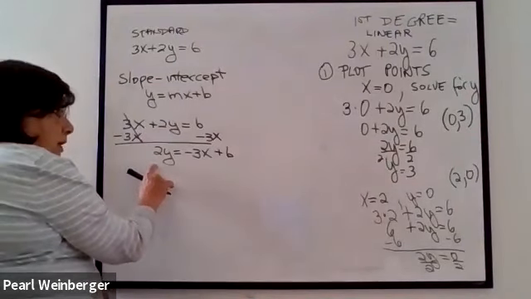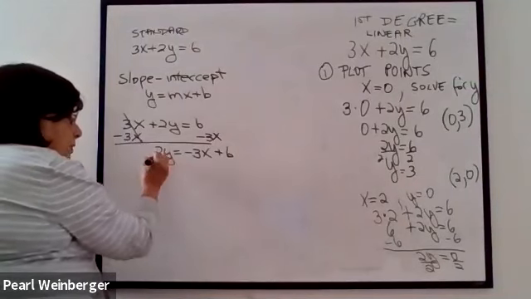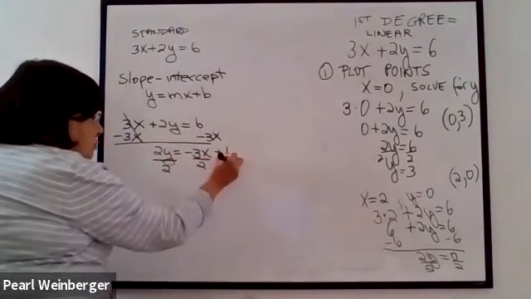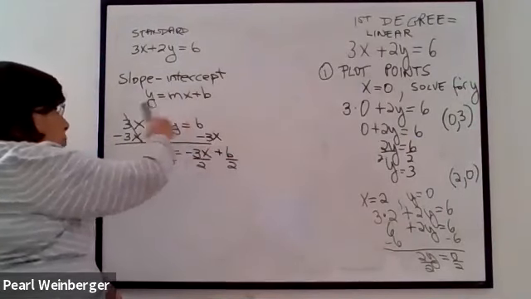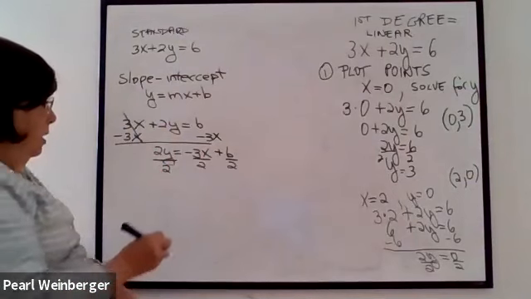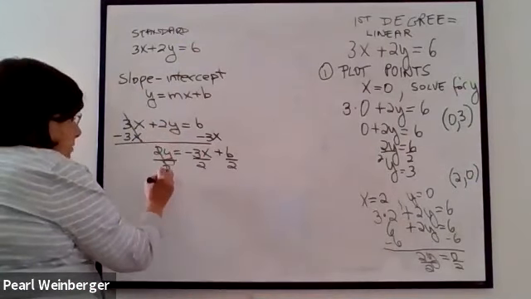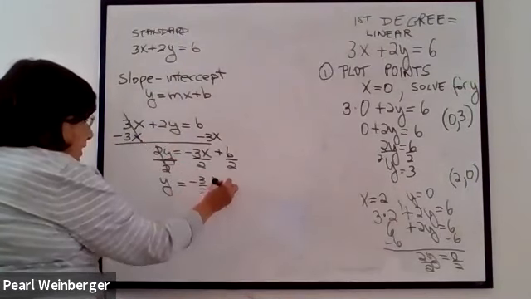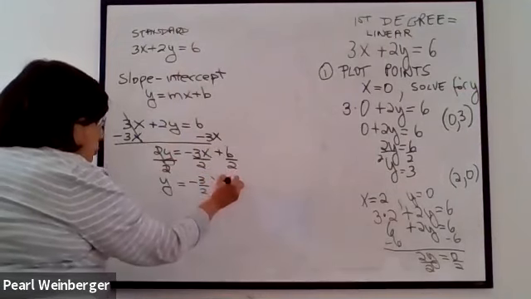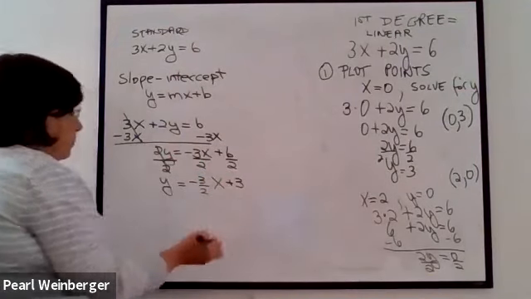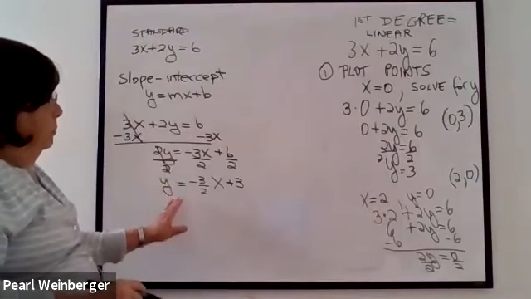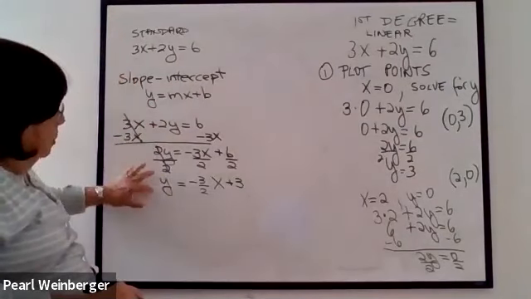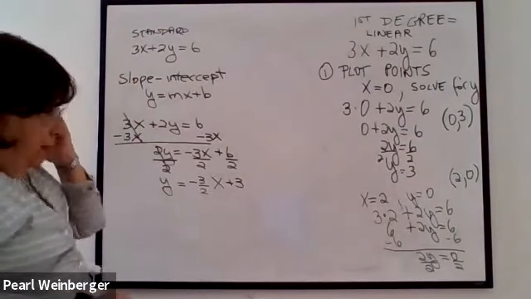I still have another step to do. I have to get the y alone, which means I have to divide by 2, which means I have to divide every single term by 2. The whole equation is being divided by 2. And that gives me, well, here the 2's cancel out, y equals negative 3 halves x, and 6 divided by 2 is 3. When I have y equals, this is what's called the slope-intercept form. It's the exact same equation in a different format.